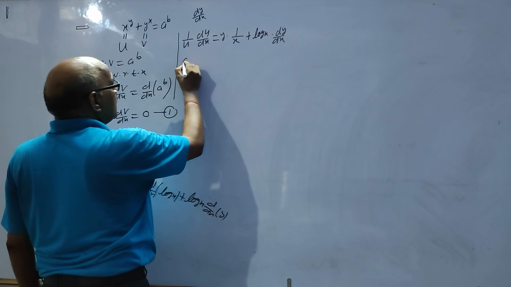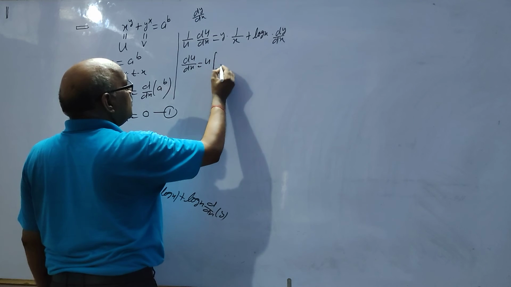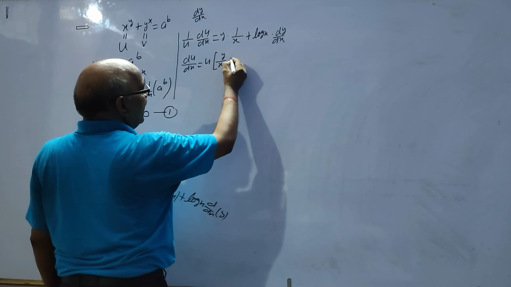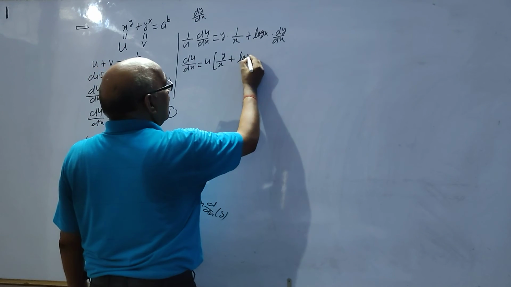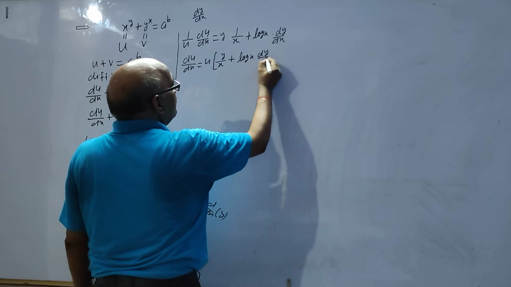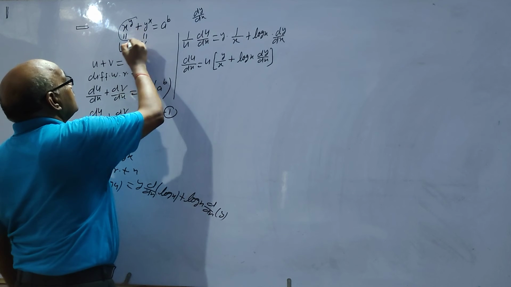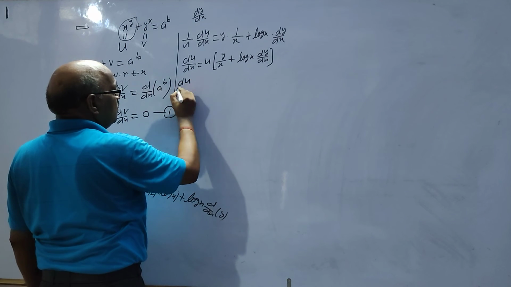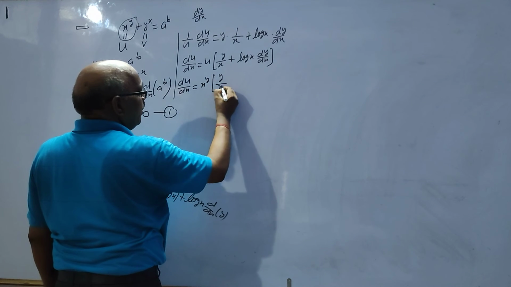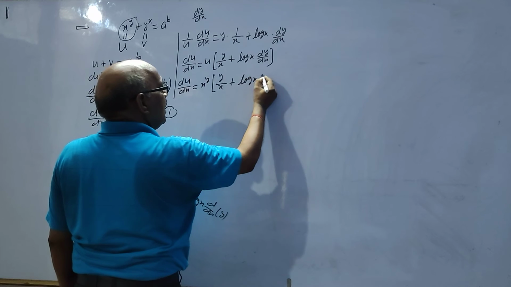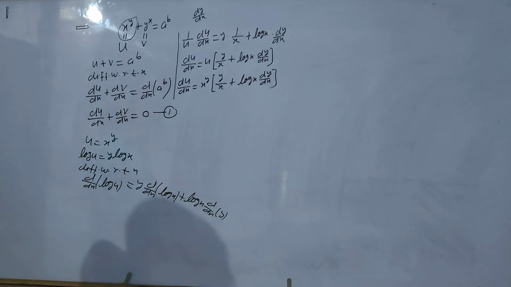Now use cross multiplication. This is du over dx is equal to u times, y upon x, not y to the power x, it is y upon x, plus log x into dy over dx. Now put the value of u, that is x to the power y. So therefore du over dx is equal to x to the power y times y upon x plus log x into dy over dx. हमने du over dx की वैल्यू निकाल ली.